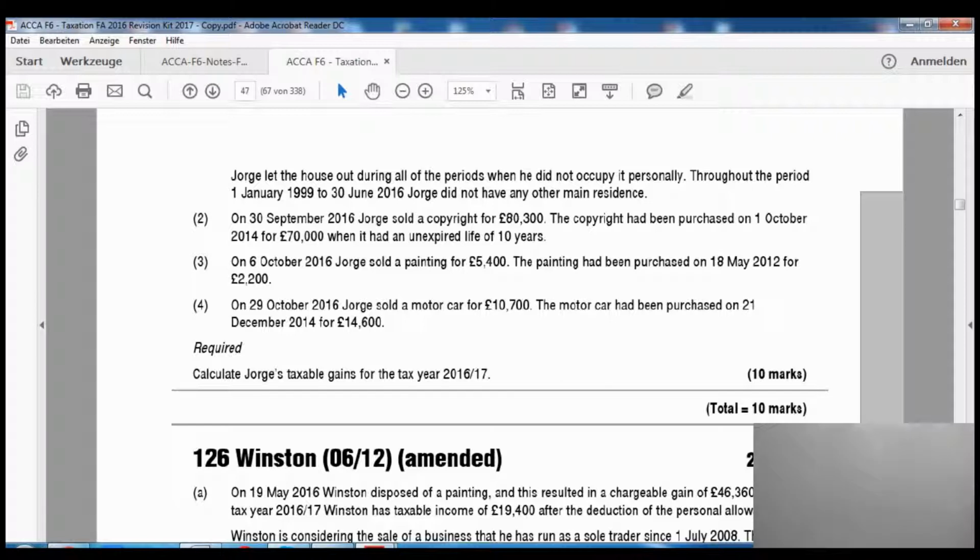After that, it says on 30th of September 2016, George sold a copyright for 80,300 pounds. The copyright had been purchased on 1st of October 2014 for 70,000 pounds when it had an unexpired life of 10 years, which means we'll have to take 2 years of depreciation out of that.